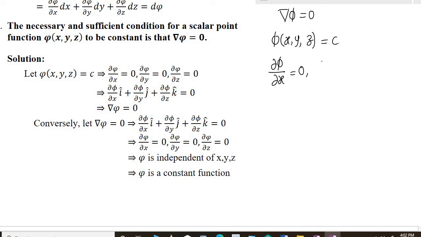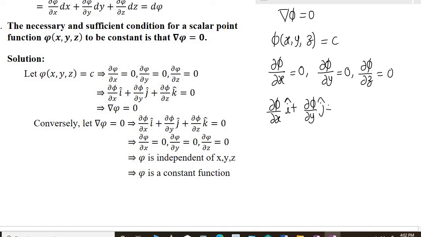Constant differentiation with respect to x is 0, constant differentiation with respect to y is 0, constant differentiation with respect to z is also 0. Now ∂phi/∂x i cap plus ∂phi/∂y j cap plus ∂phi/∂z k cap equal to 0 i cap, 0 j cap, 0 k cap. Substitute all values here, then we are going to get 0. That means the LHS, grad phi only, equal to 0.